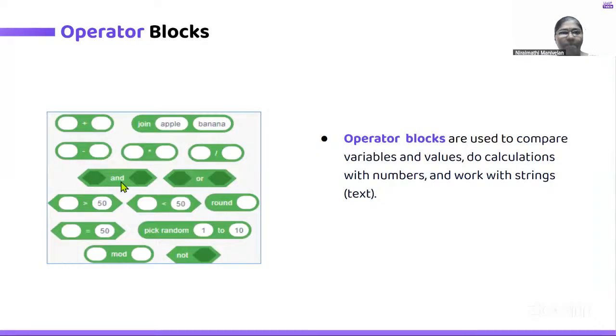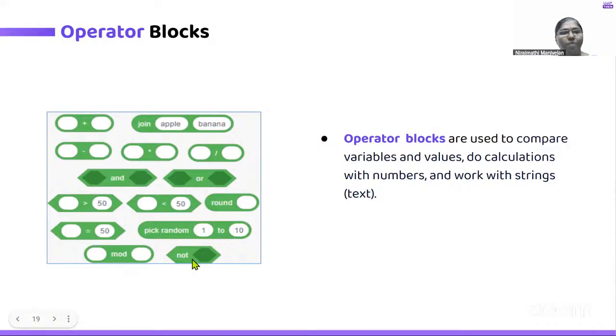Then logical operators, as you know, compare two conditions on the left and right side. And means both sides should be true. Or means any one side should be true. Then we have relational operators, which compare values, greater than, less than. Round off means if you give 10.3, it will round it off to 10. Then the equal to block. Then pick random, which picks some random value, say from 1 to 10, and puts it in the output. And calculate the modulus. Modulus means if you give two values, like 20 divided by 5, it will provide the remainder.